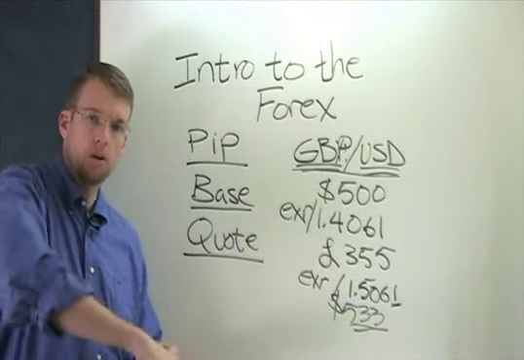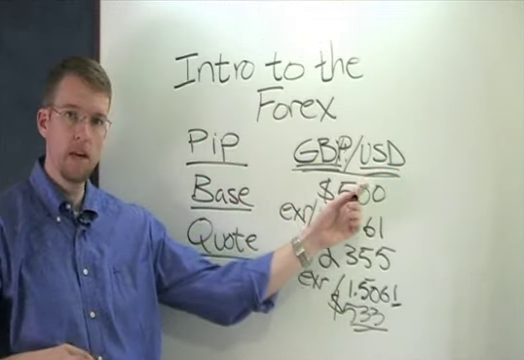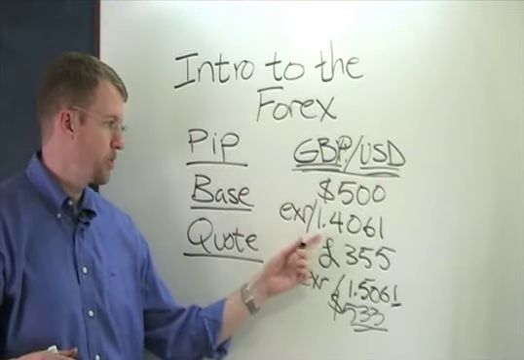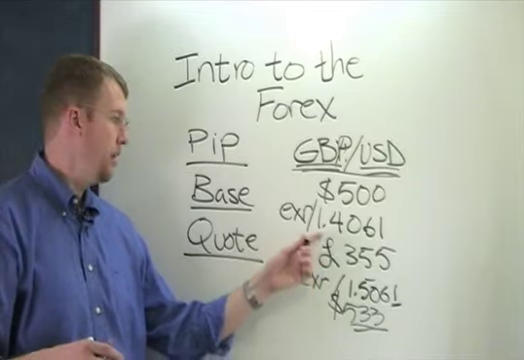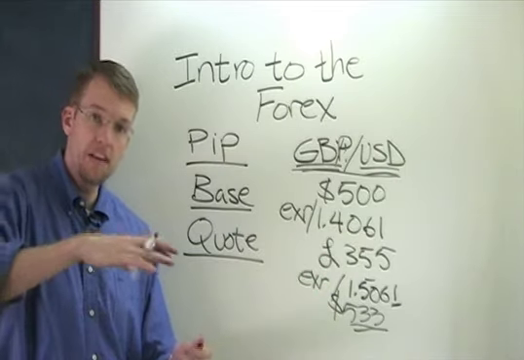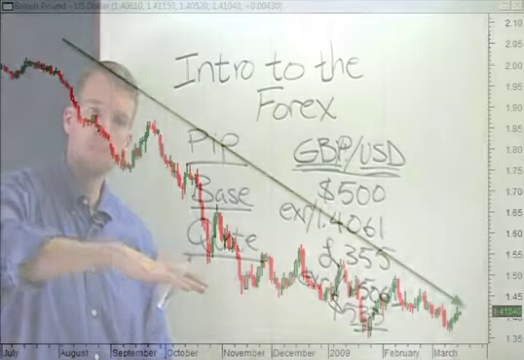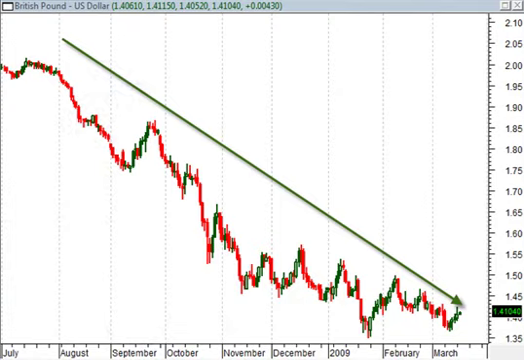Conversely, if the quote currency, or the dollar in this case, which is, you'll notice where it gets its name, quote, because we just quoted the exchange rate in dollar terms. That's why it's called the quote currency. If it's improving in value, then we'll see the chart of that exchange rate declining, going down.